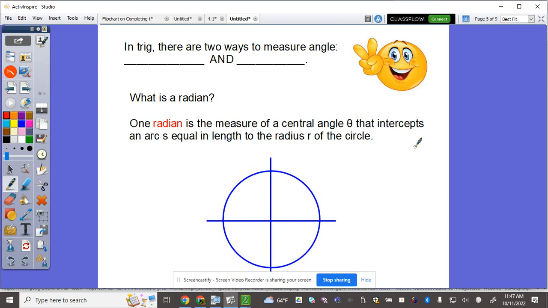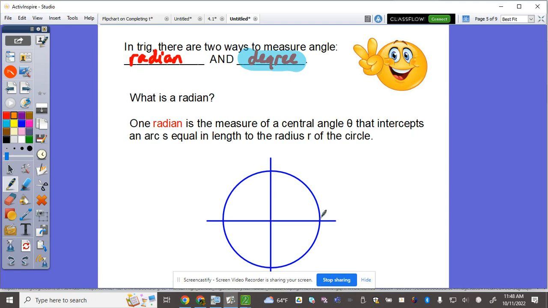All right, so in trigonometry, there are two ways to measure an angle. They're called the radian and degree measure. Most of us are very familiar with degree because we have seen this in many places and also in our course subjects prior to this class, like geometry. So let's start first with radian. What is a radian? One radian is the measure of a central angle that intercepts an arc S equal in length to the radius of the circle. This is the explanation I can give you with that.